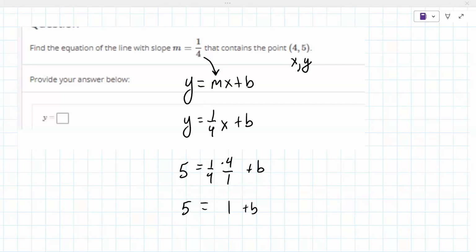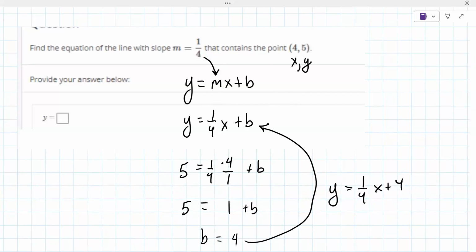I'm not sure. How do you solve this equation? How do you undo this one? Oh, subtract 1. Yes. Good. So what is the value of b? Equals 4. Okay, and that goes back into this line here. Y equals 1/4 x + 4, and then everything in the box is for the next one here.